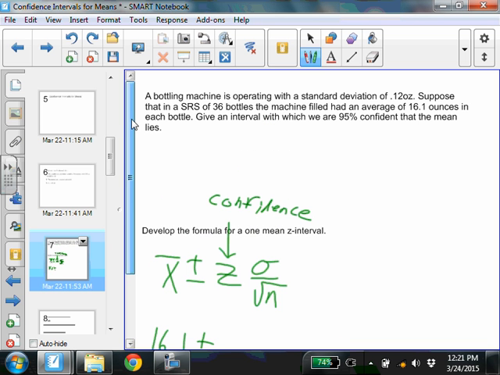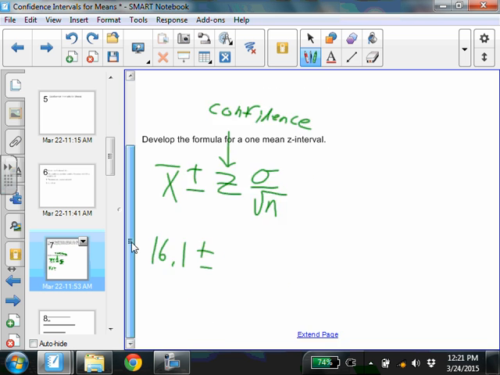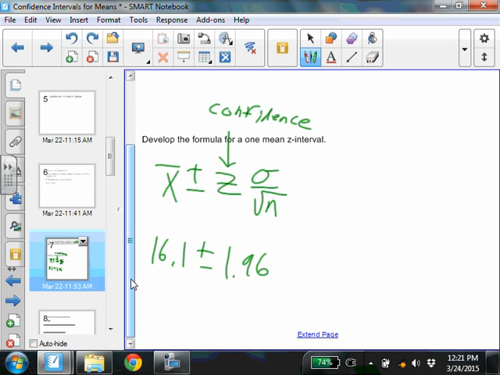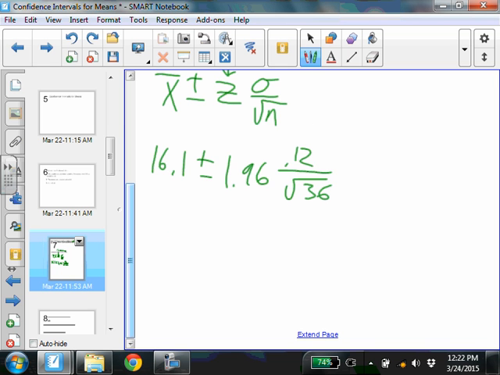What z-score do we use if we want to be 95% confident? Okay, so 1.96 times sigma. Our population standard deviation is 0.12 over the square root of 36. So this will be 16.1 plus or minus.